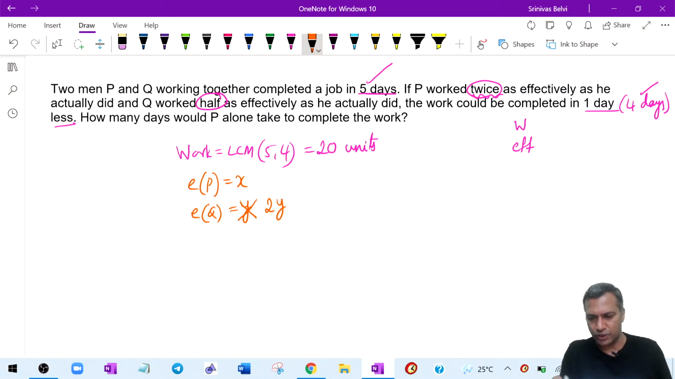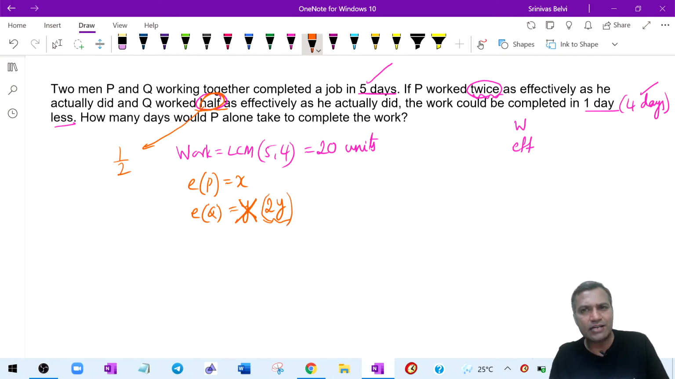That's called a smart assumption, because I have to make it half. Q worked half as effectively. When I halve it, half of 2Y becomes Y. That becomes nicer. As I read the question, I came across the fraction half, so I made the smart assumption. Why can't I take the efficiency of Q as 2Y? I can, nobody stops me from doing it. Therefore, I took it as 2Y. Fair enough. Let's go to the first equation now.